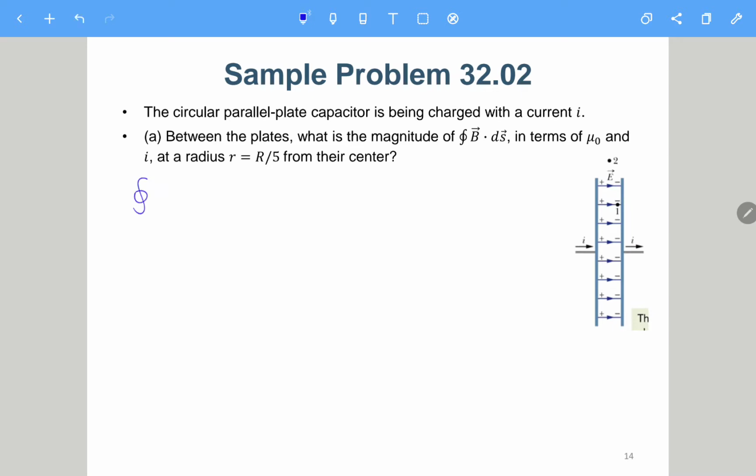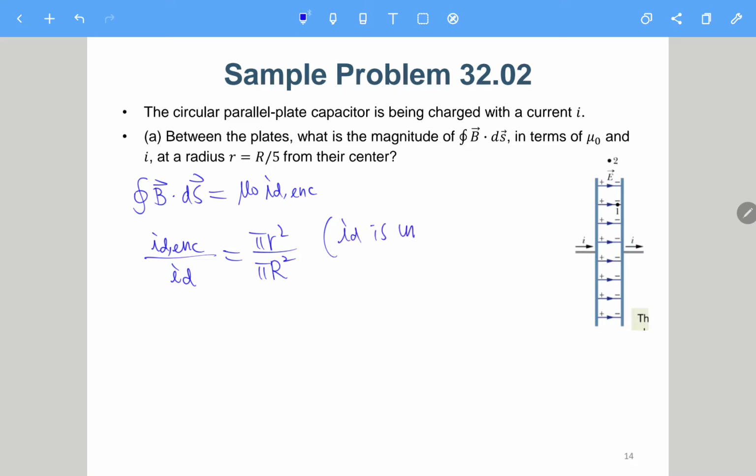Here we have the closed line integral of B dot ds equals mu 0 I_D enclosed, the displacement current. Here we assume that the current is uniform. So I_D enclosed over the whole I_D should be pi r squared over pi capital R squared. The pi and pi cancel, so we have small r squared over capital R squared, and then we can put this back in the integral of B dot ds.